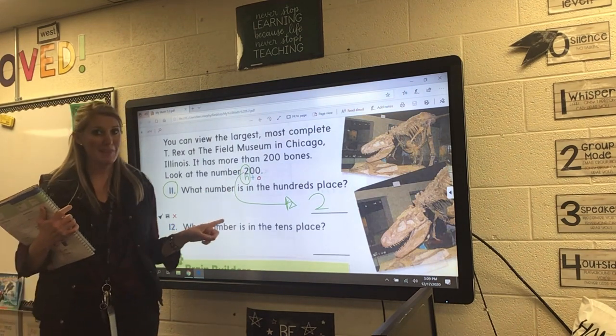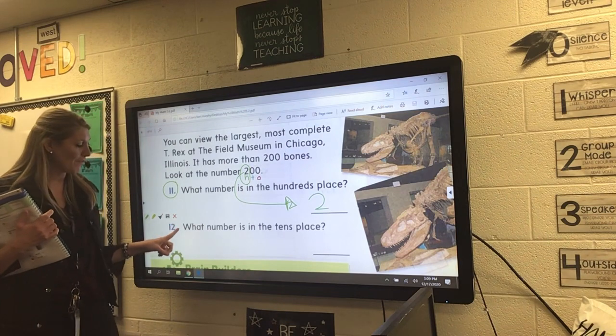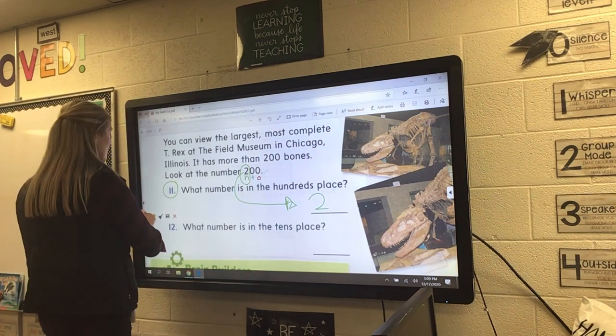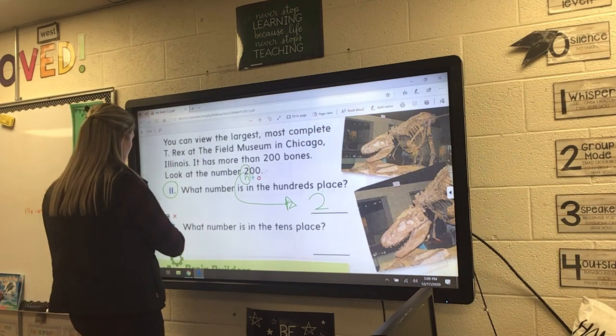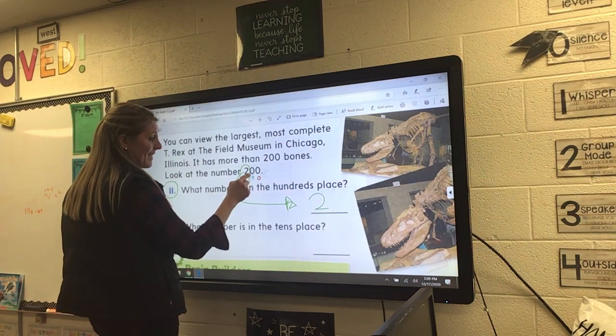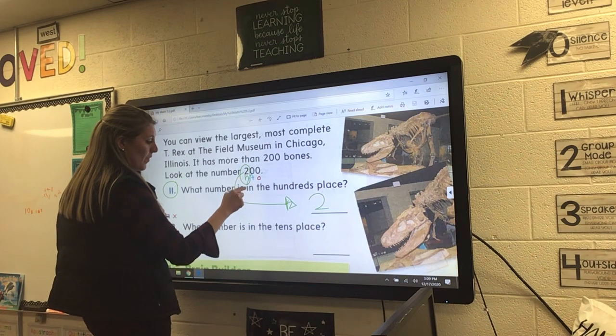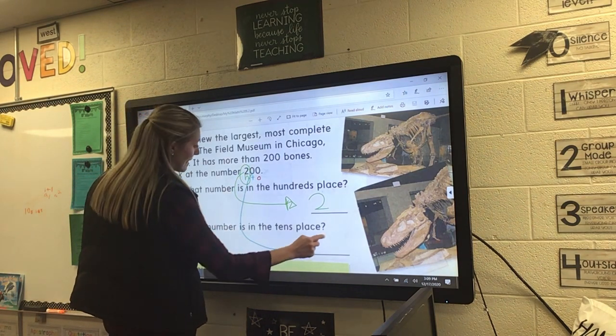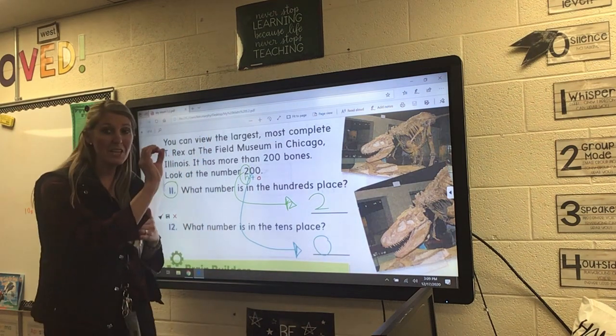Now, this is the tricky part, but I think you can get it. On number 12, what number is in the tens place? So way over here to the right is the ones. The next number is the tens. So that 0 is the tens. So in the tens place, there are no tens, there are zeros.